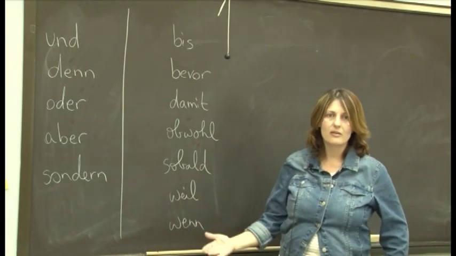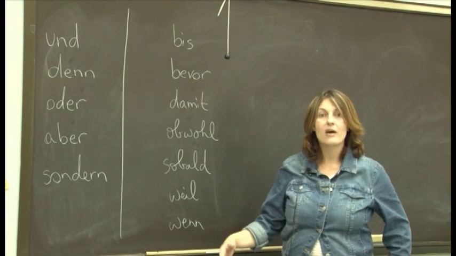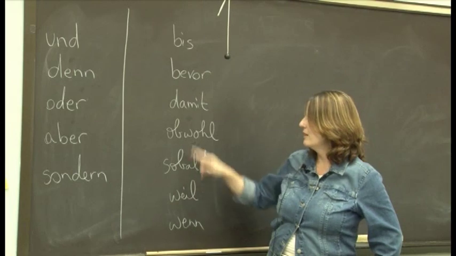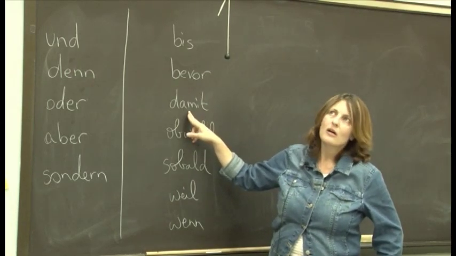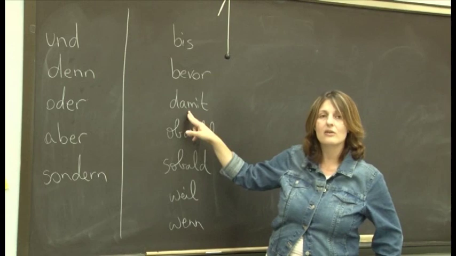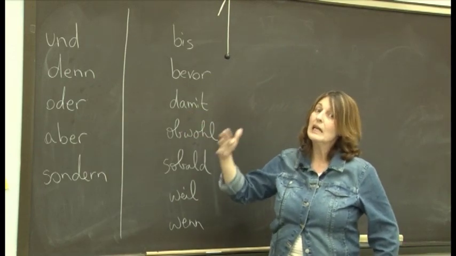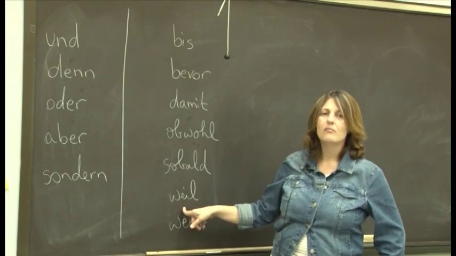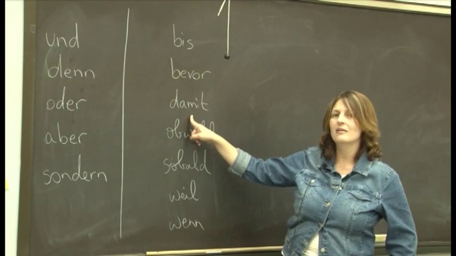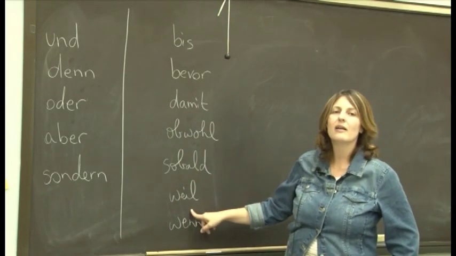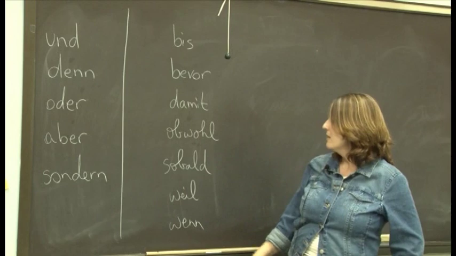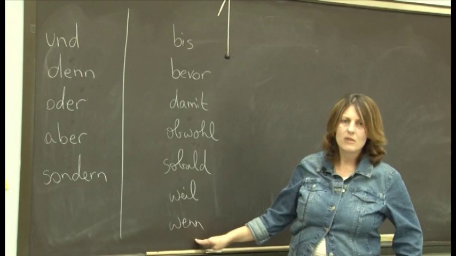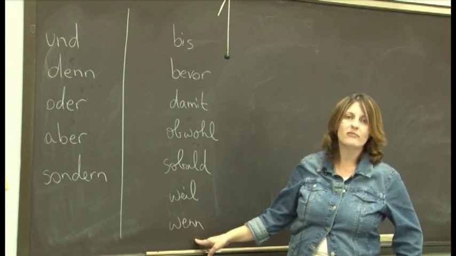Warum? Warum lernt ihr Deutsch? Oh, ich lerne Deutsch, weil ich nach Deutschland reisen will. So there's a difference though between damit and weil. When I asked you, warum lernt ihr Deutsch? Oh, ich lerne Deutsch, damit ich nach Deutschland reisen kann, so that I can travel there. Weil ich nach Deutschland reisen will, because I want to travel there. Damit is so that, and weil is because. A little different, okay? Wenn has two meanings, ja? Gehst du heute schwimmen? Ja, ich gehe, wenn es heiß wird.